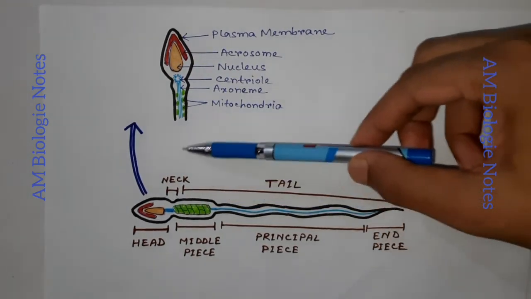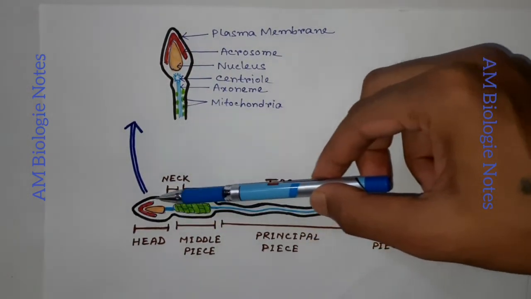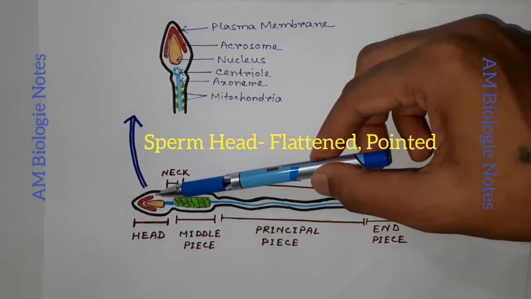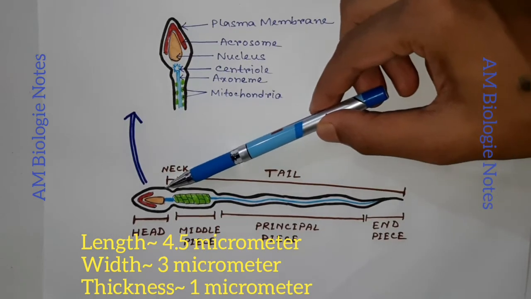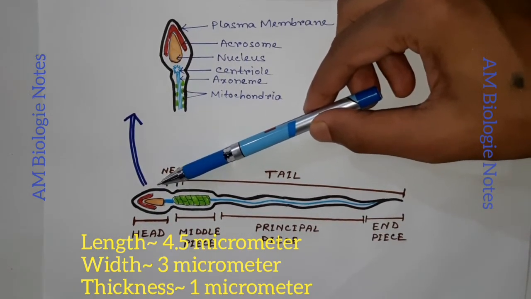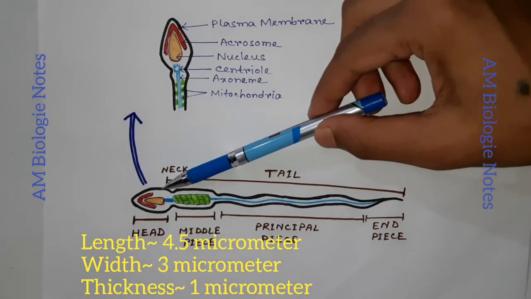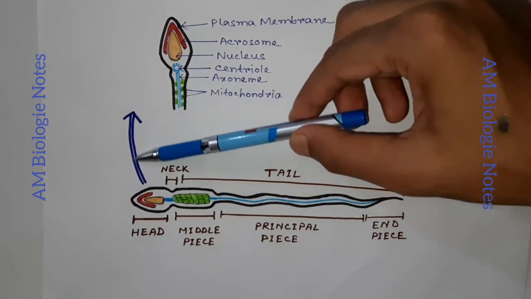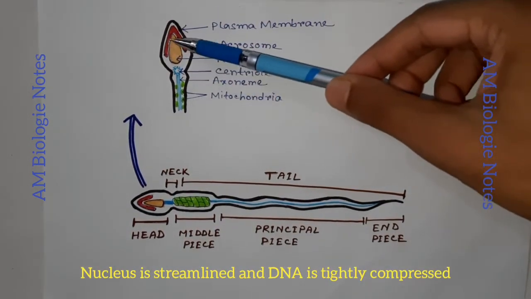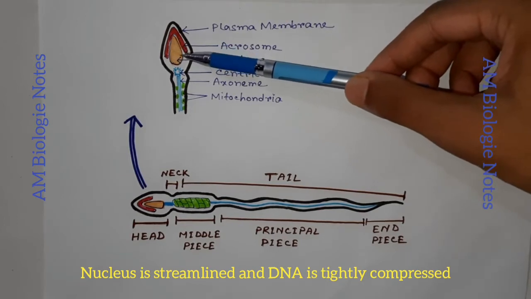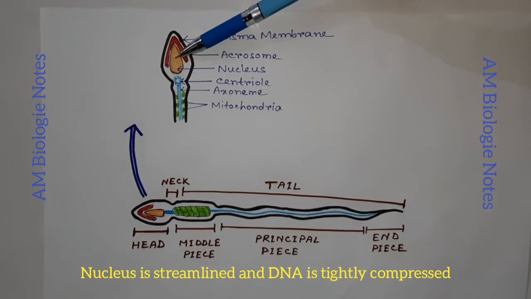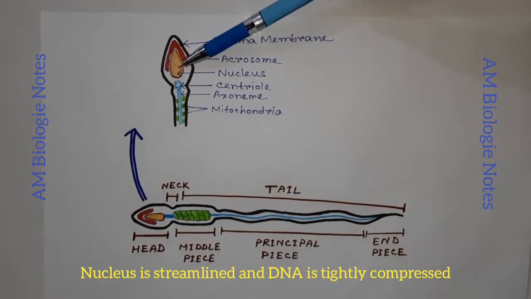This is the head portion. The sperm head is flattened and pointed and measures about 4.5 micrometer long, 3 micrometer wide, and 1 micrometer thick. If you see the detailed structure of the sperm head, you will find a prominent haploid nucleus. The nucleus is streamlined and its DNA becomes tightly compressed.